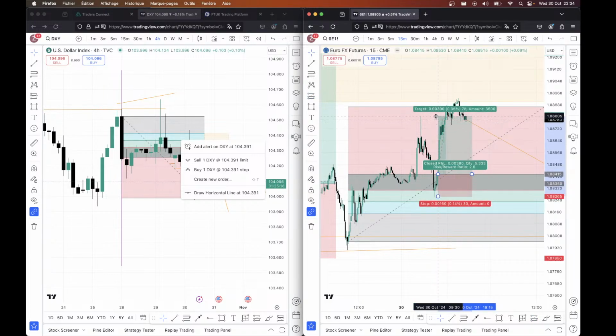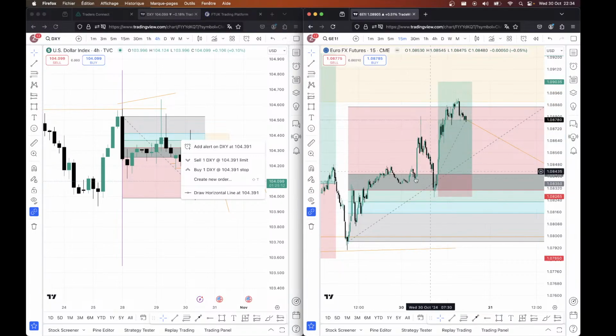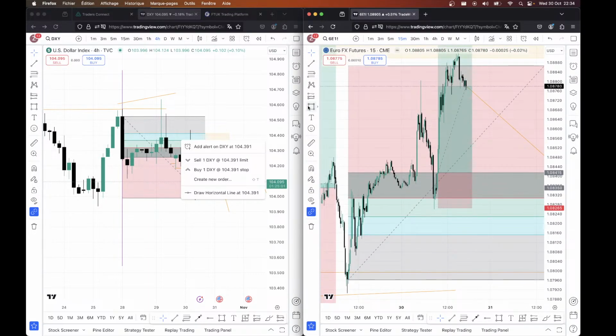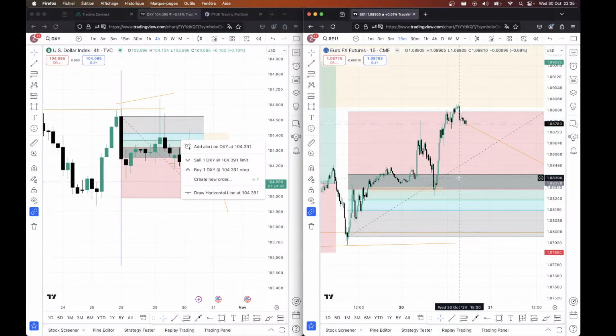I took some longs. I didn't close them yet, but I really took these longs here. I came into the 61% zone, and immediately we got out of it, reacting to a fair value gap here. There was no question for me to get long at this specific level. So I added some trades here, and I'm still holding them.